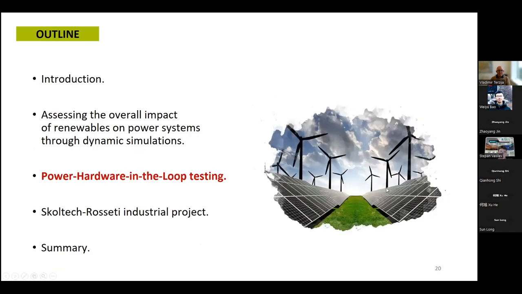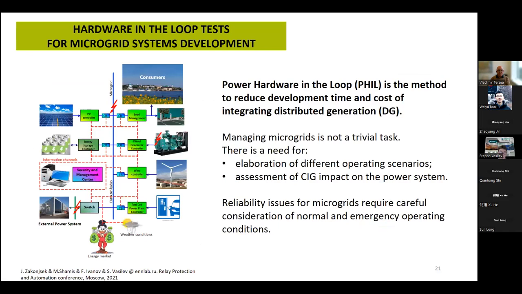The next point of this presentation is power hardware-in-the-loop testing. The power hardware-in-the-loop method reduces development time and cost of integrating distributed generation. This method allows not only to carefully simulate the behavior of a microgrid system virtually, but also to connect real physical equipment to the model.